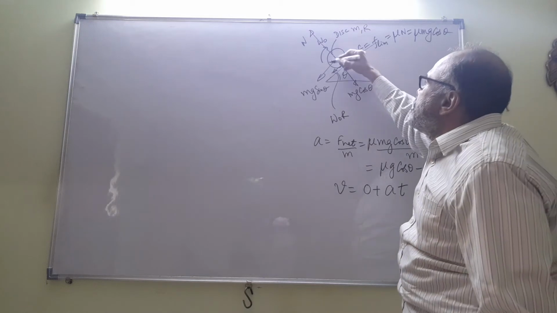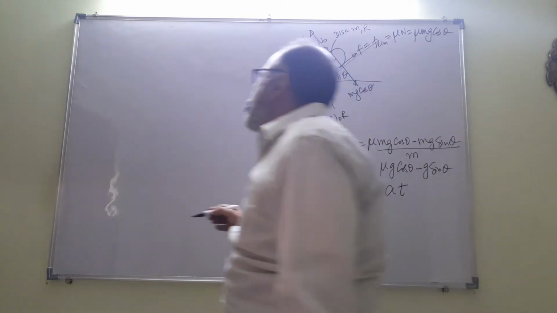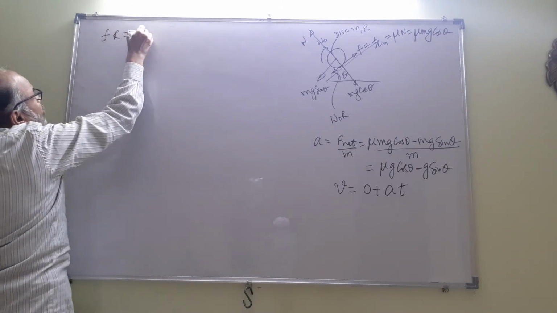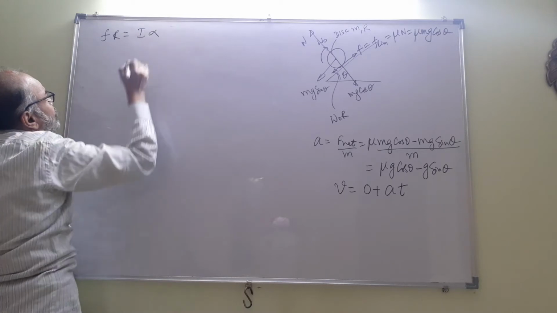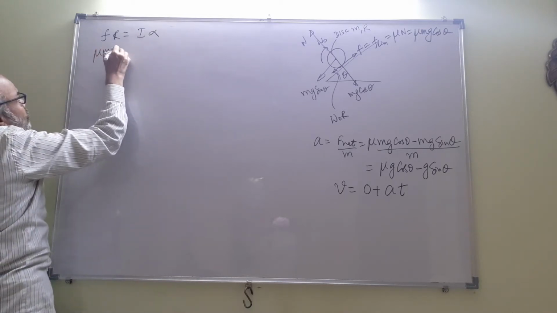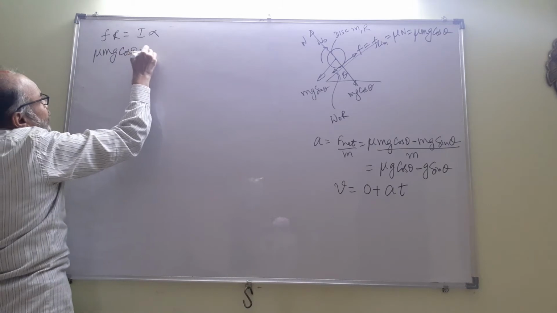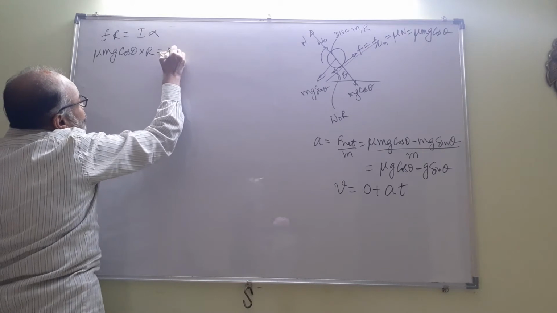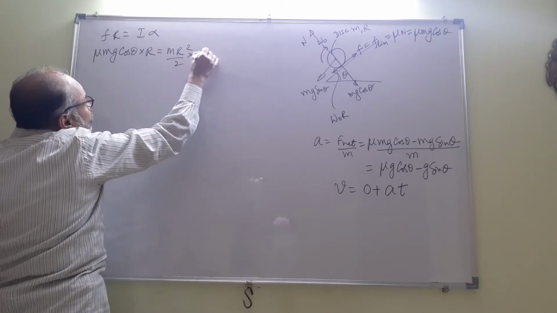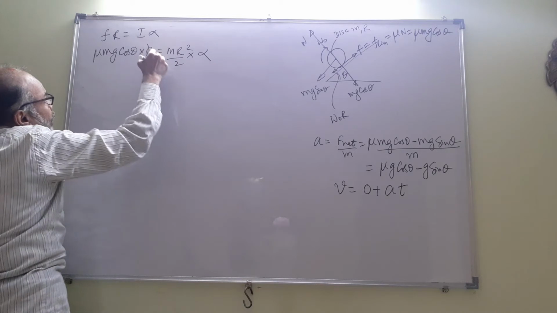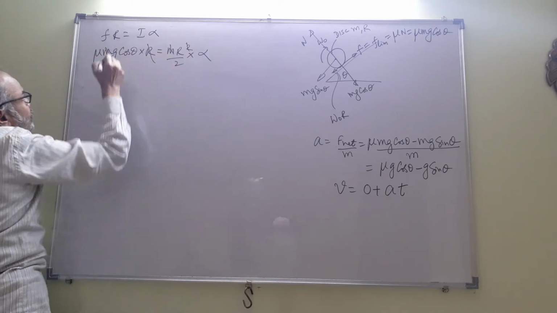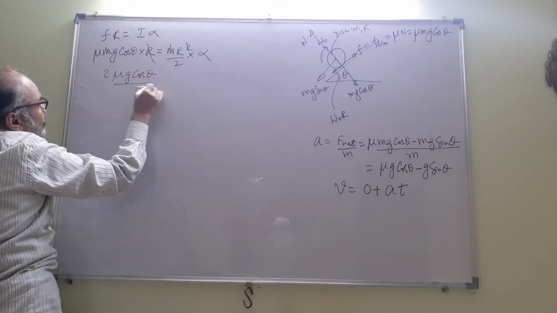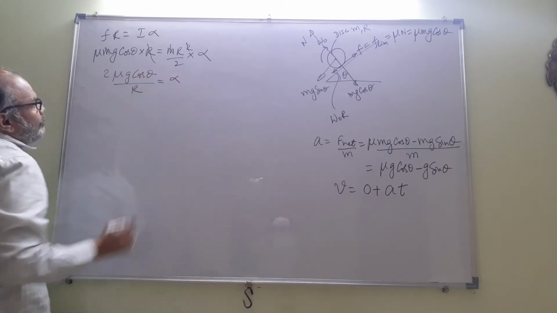The angular velocity is in the clockwise direction, so it is a decelerating torque. Let us see how much is that torque. The torque will be F into R, which is equal to the moment of inertia of the disk into alpha. F is mu mg cos theta, into R, that is equal to I, which is mr squared by 2, into alpha. So R would cancel, m would cancel, and you will get alpha equals 2 mu g cos theta by R.